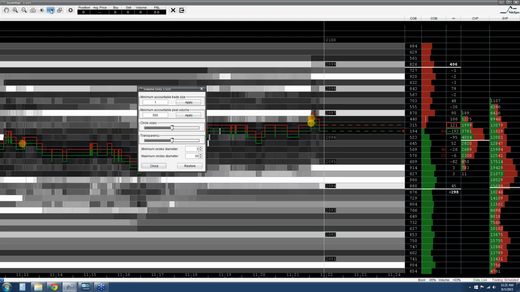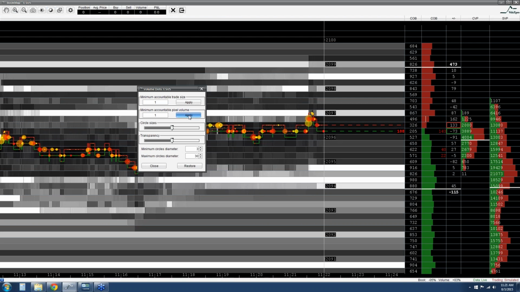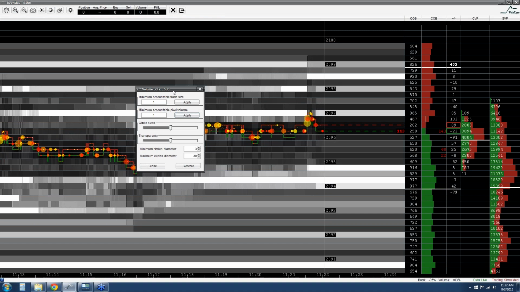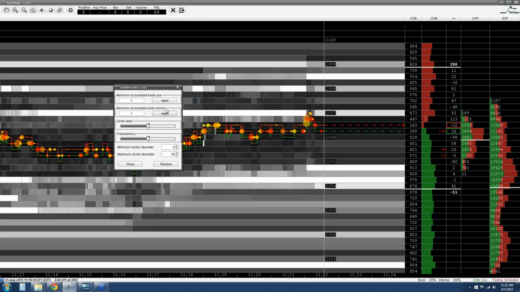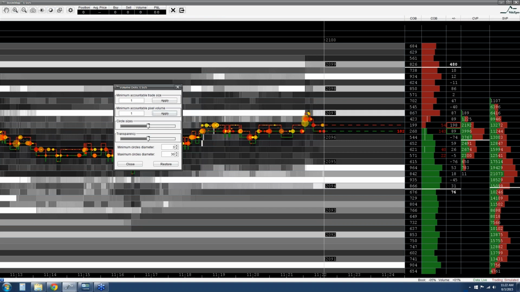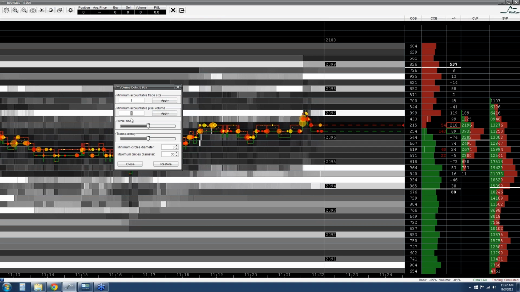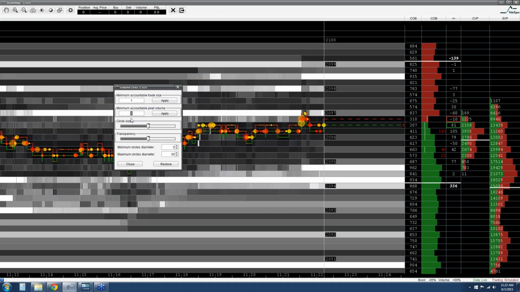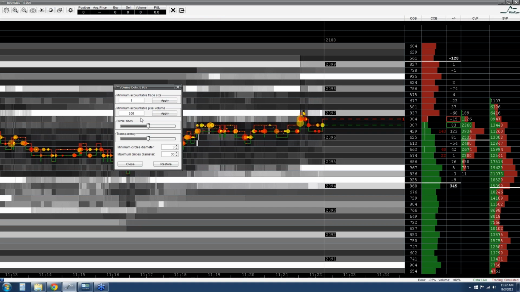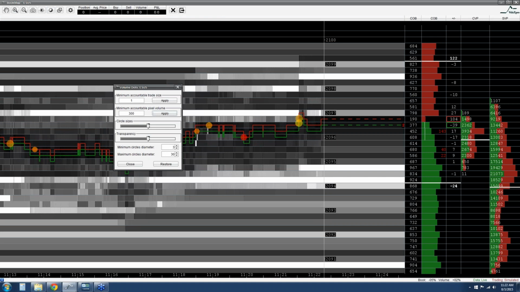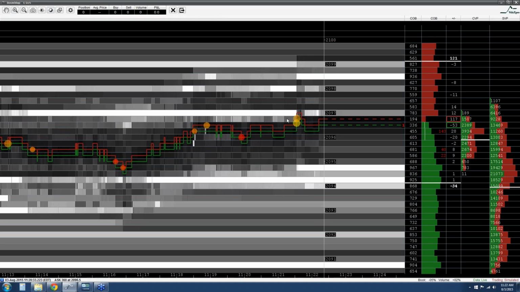So if I come back here and put in 1, we're looking at every single trade again. I don't really need to see all that noise. I want it to aggregate those together until I get 300 that makes up a volume dot, and it's at these specific areas where that was possible.